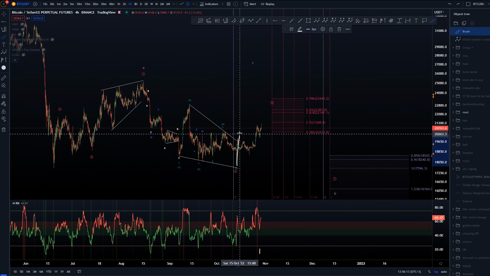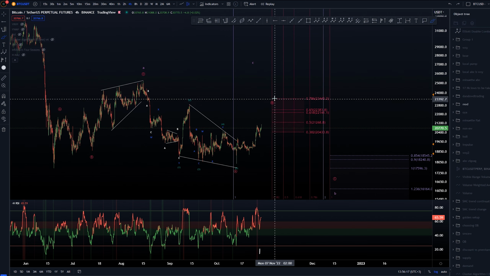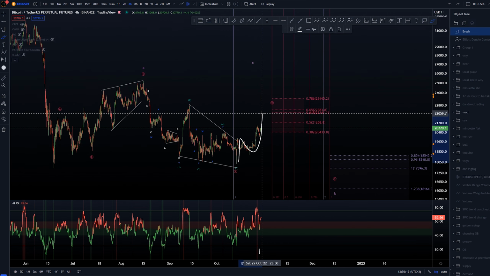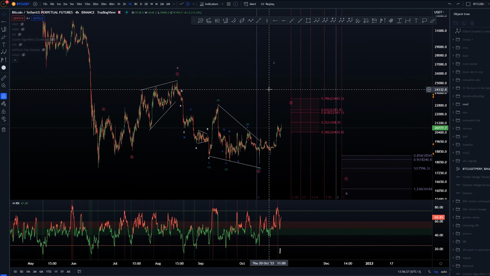For this structure, again, we would have to have this as a 3-wave structure, as an ABC. Whether it is ending with this ABC or it is going to be creating a larger structure in itself, we have no idea about that yet. But those are the structures to keep in mind and have a look at.